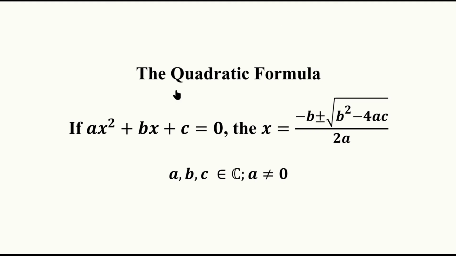So just to summarize, here's the quadratic formula. If ax squared plus bx plus c equals 0, with a, b, and c being complex numbers and a not being 0 so that it doesn't reduce down to a linear equation, then x is going to be given by negative b plus or minus square root of b squared minus 4ac over 2a.